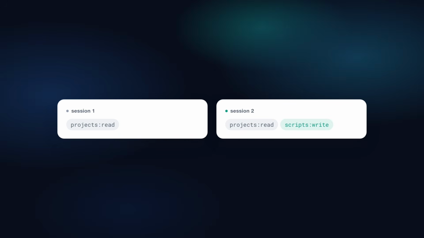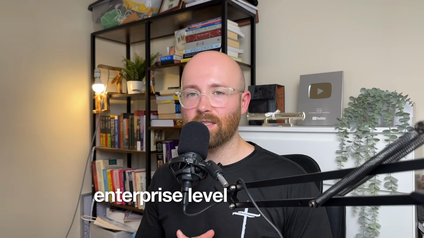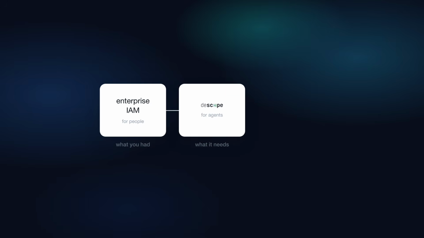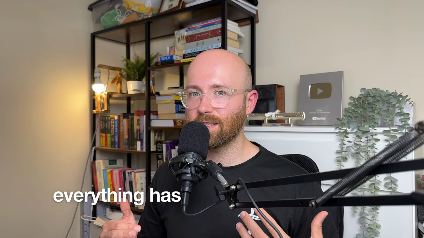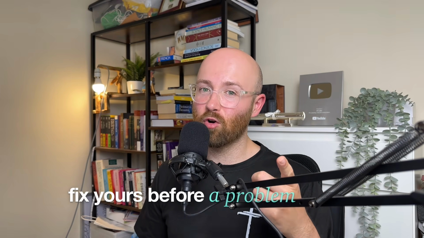And we can scope this into different terminal sessions for different Claude codes, so we can actually give them the relevant permissions. We're essentially taking enterprise level IAM access and we are putting this onto agents, which is really the next stage in development when you start to try to productize and productionize your vibe coded SaaS and MCP servers, because suddenly you realize everything has access to everything all the time. So you better fix yours before a problem arises.